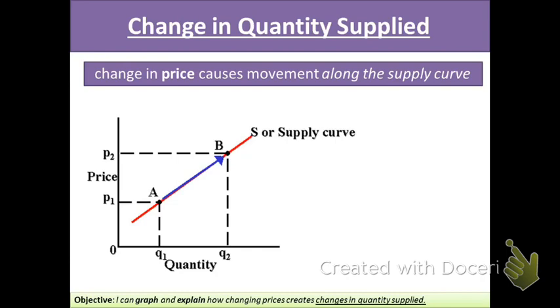We're not moving that entire curve left or right. We're staying on the curve, and we're simply going up or down on that curve in response to changes in price. So if price starts at P1, we're at point A on the curve, but if price goes up to P2, we're going to be at point B. That means that we're going to move up the curve, which would be a quantity supplied increase from Q1 to Q2.